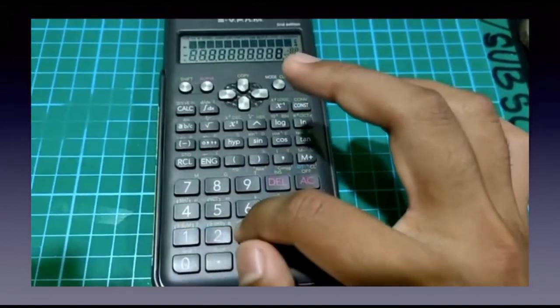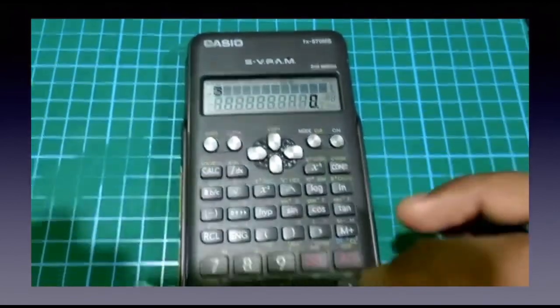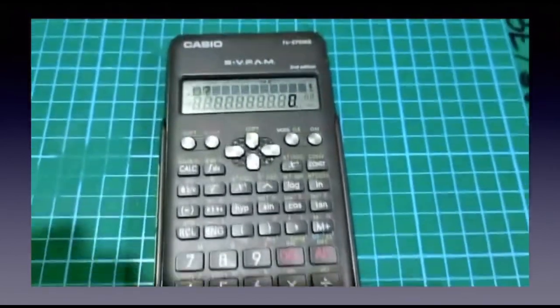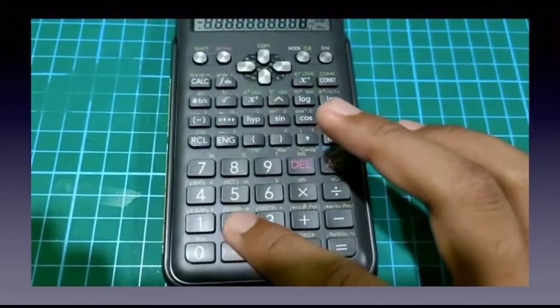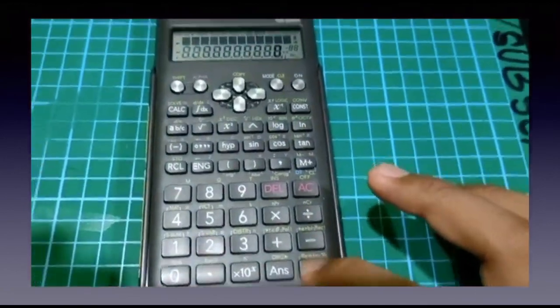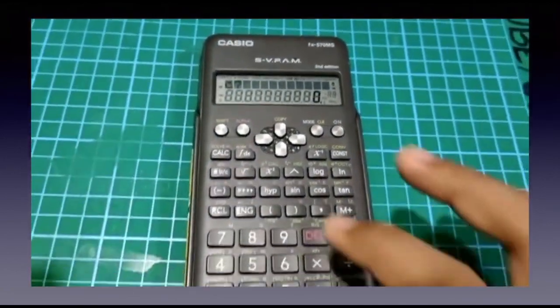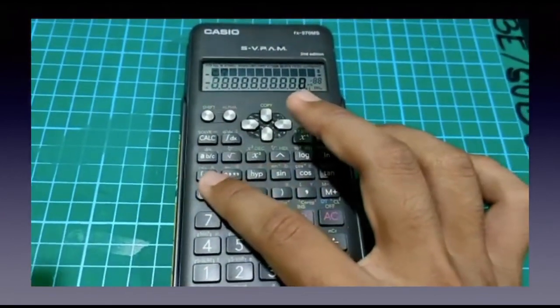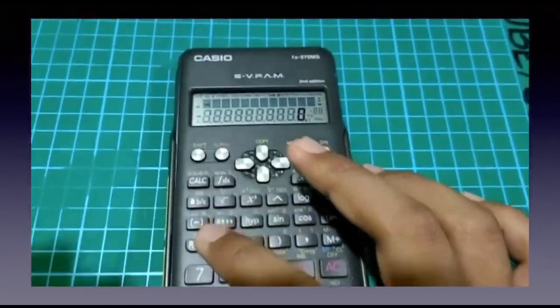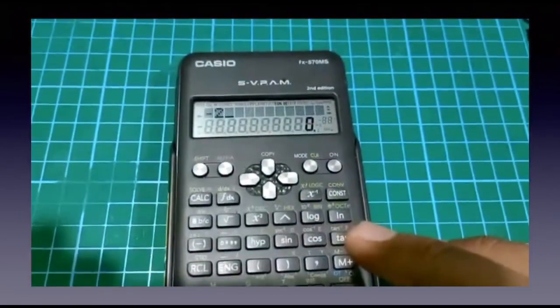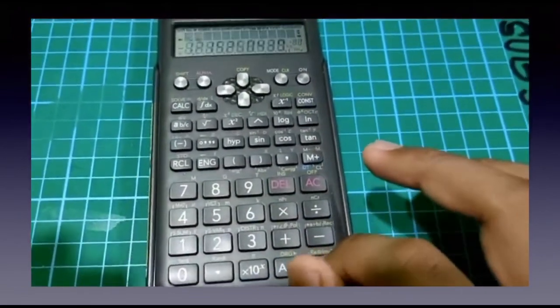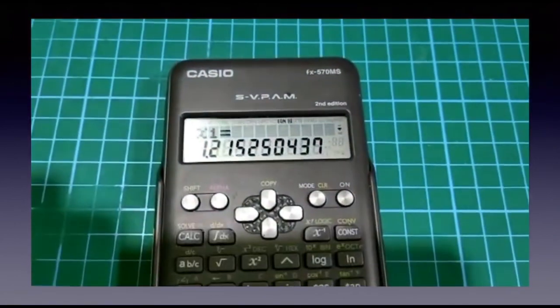So how do we get the values A, B, C? We can get them from the equation of the first derivative, which is 3x squared minus 2x minus 2. So the values A, B, C are: A is 3, B is minus 2, and C is minus 2. Then we get x1 is 1.22 and x2 is minus 0.55.